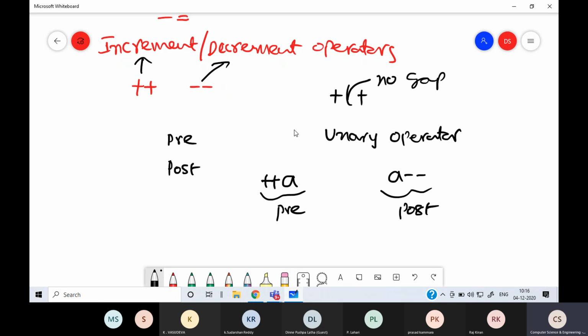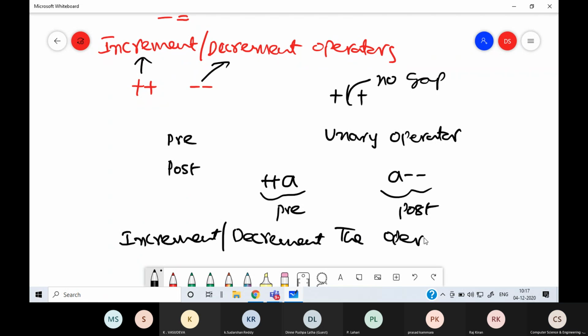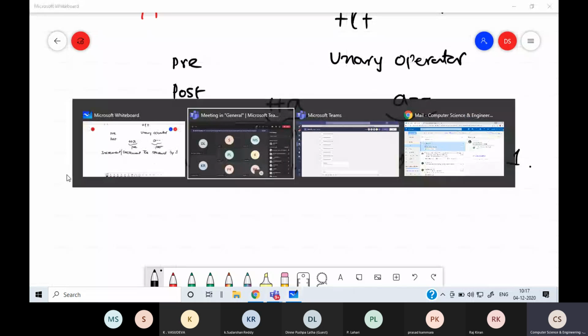Before we see the difference, what this increment or decrement actually does is increment or decrement the operand by 1. That is going to happen surely. So the increment and decrement operators increment and decrement the operand by 1. This is the common thing that it does.